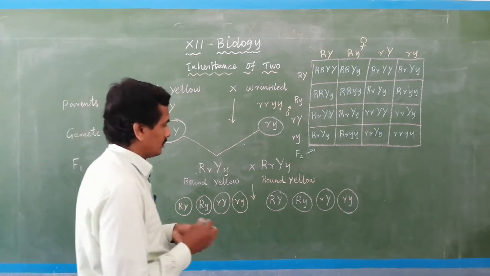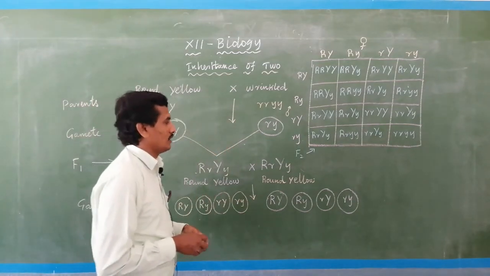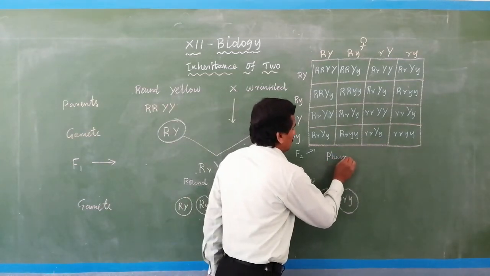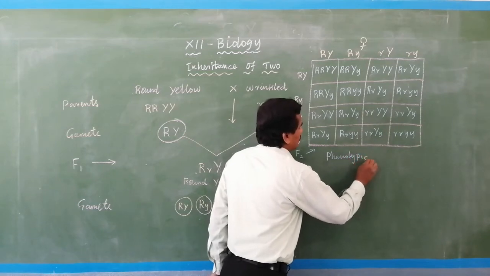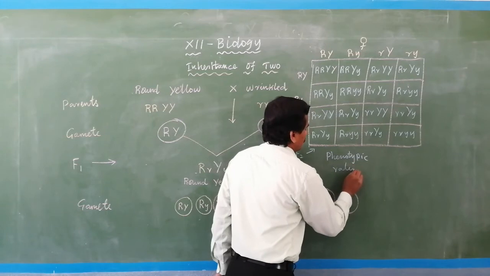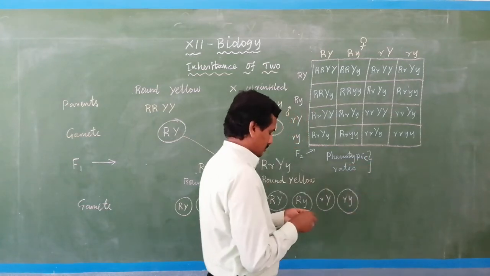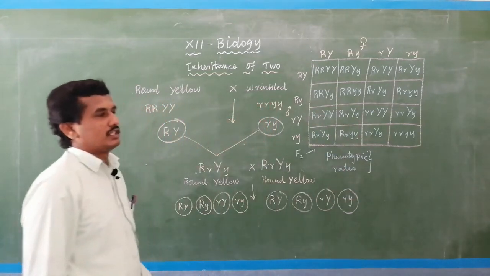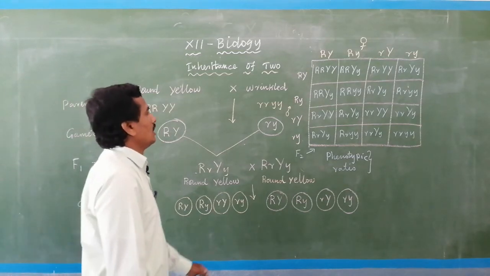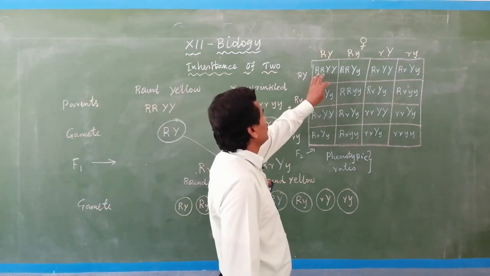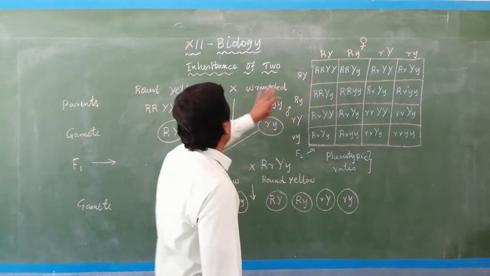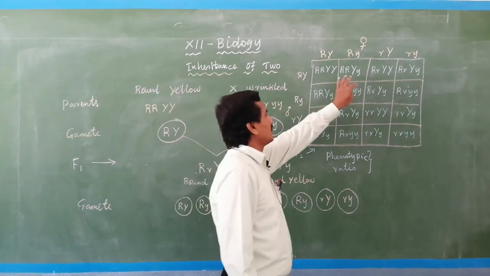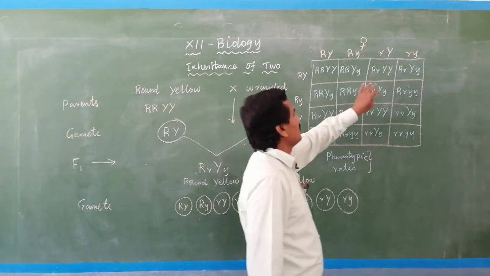Okay. The next one, the phenotypic ratio. How do you write the phenotypic ratio of the F2 generation? Phenotypic ratio means morphological. Phenotype means externally, what characters are present in the 16 plants. Externally means morphologically. For example, morphologically this one is round yellow. Comparing with the parents, round yellow. And here also morphologically it is round yellow. Here also it is round yellow.